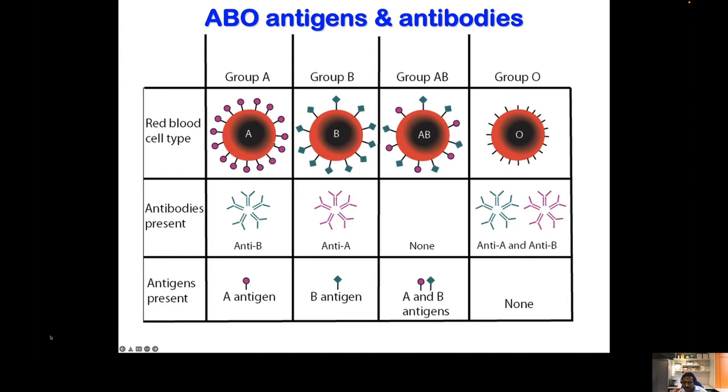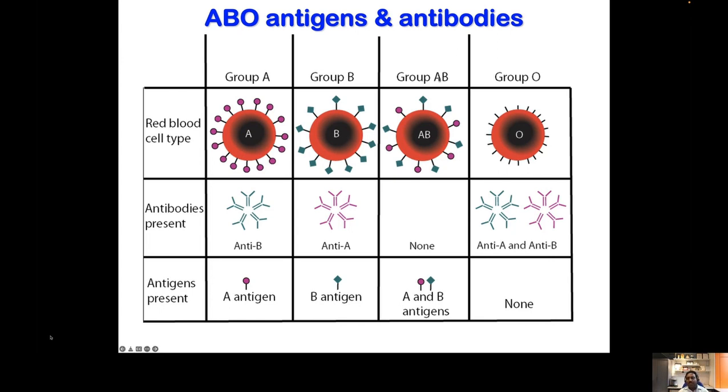Try to be very clear. A blood group people will carry anti-B antibodies, therefore they cannot receive B blood. And B blood group people will have B antigens and carry anti-A antibodies, and therefore they cannot receive blood from A positive or A group donors.